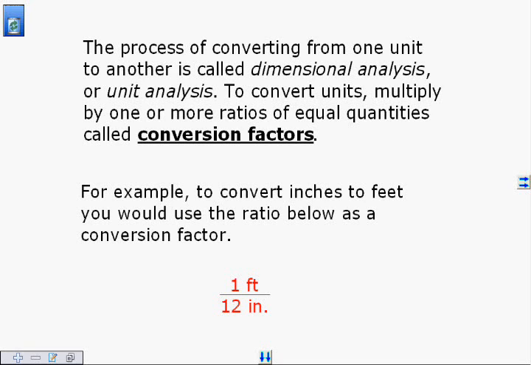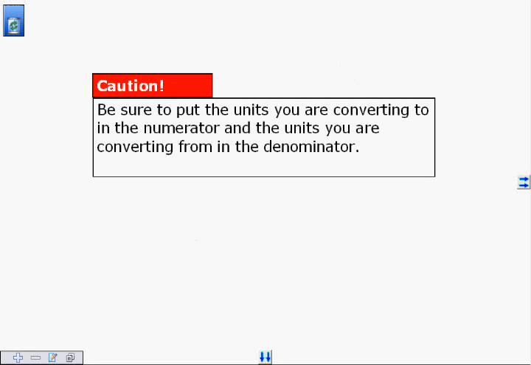1 foot to 12 inches. There's 12 inches in a foot, so that is going to be our conversion factor if we were changing inches to feet. Now, caution. Be sure to put the units you are converting to in the numerator and the units you are converting from in the denominator.